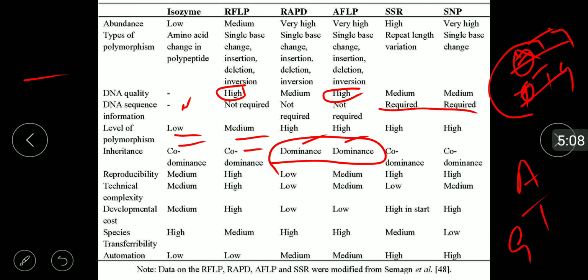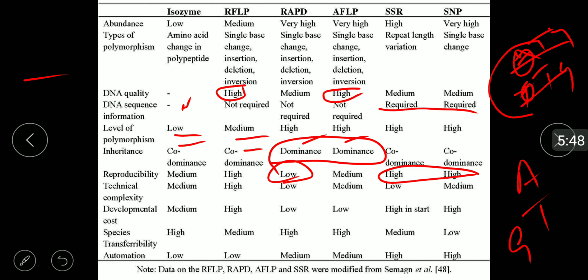For how to differentiate codominant and dominant markers, please refer to our previous video. Reproducibility: isozyme is medium, RFLP is high, SSR and SNP are very high, and RAPD is very low. Reproducibility means that if we do the experiment again with these markers, we should get the same results. So SNP, SSR, and RFLP have high reproducibility.